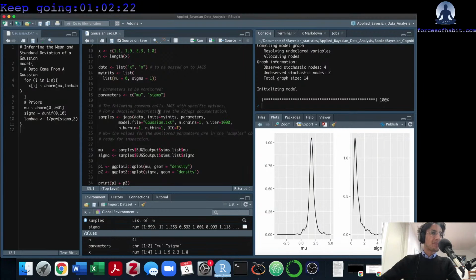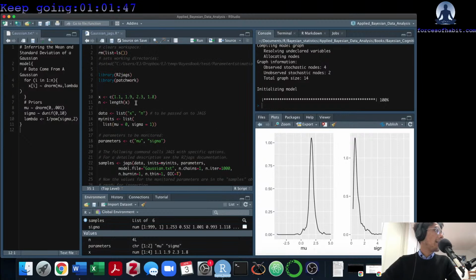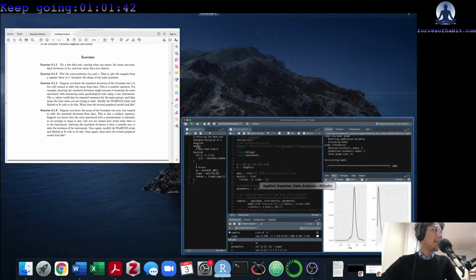So there I was just making it so that I could get some quick plots like I was talking about earlier. It really helps to get the visual feedback about what changing the parameters does. I set it so I get density plots for the posterior distributions for mu and sigma. I use this package called Patchwork, which is a way to put multiple plots together with intuitive syntax. Here I'm just printing p1 and p2 and it puts them next to one another. Now I can start changing some of the other things about the data.